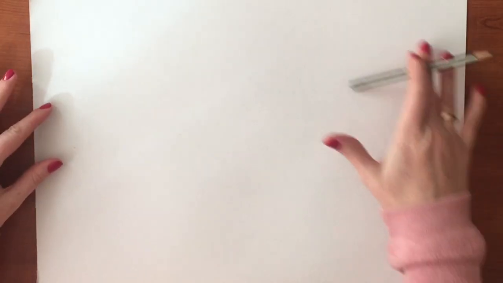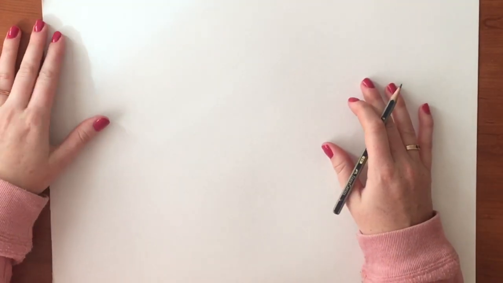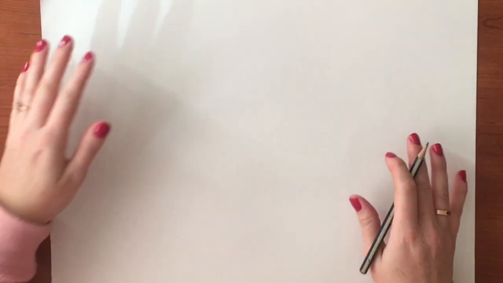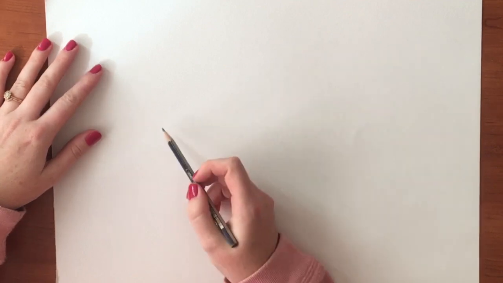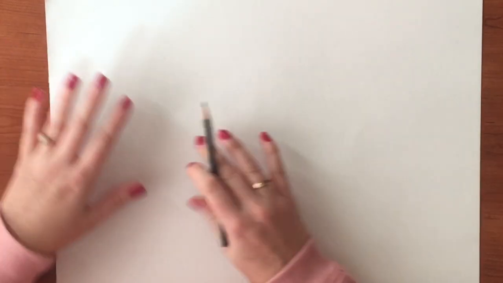Okay, so what you need is a piece of paper. It can be A4 or A3, whatever you've got at home. And the very first thing you need to remember is that you obviously have to choose whatever word you want to write. So I'm going to write my name, so I'm going to write Hayley.